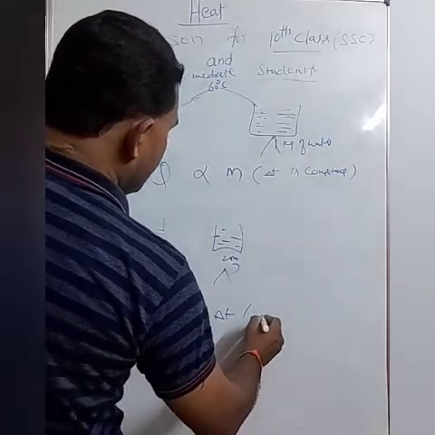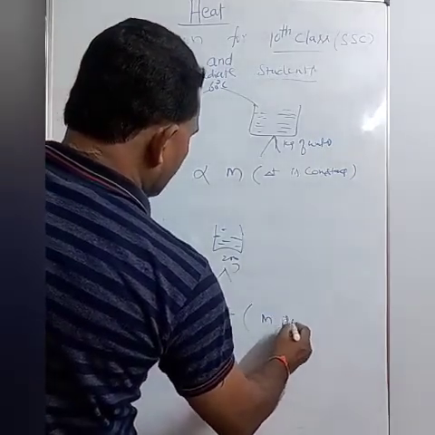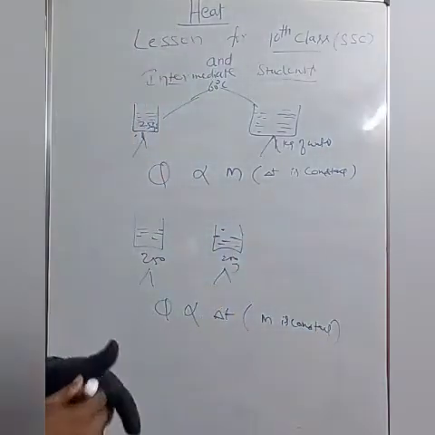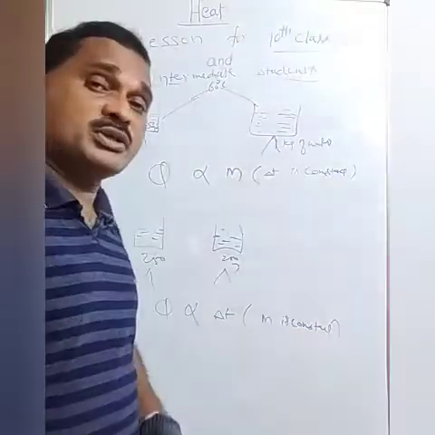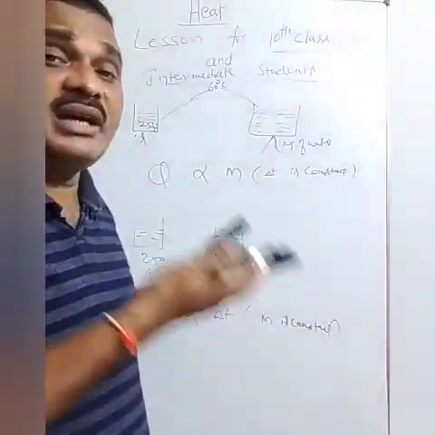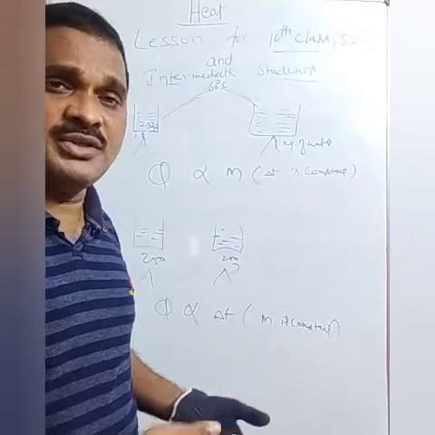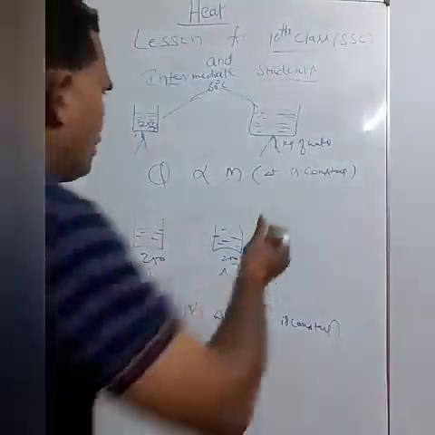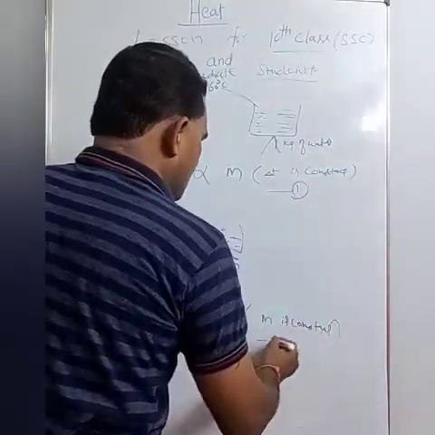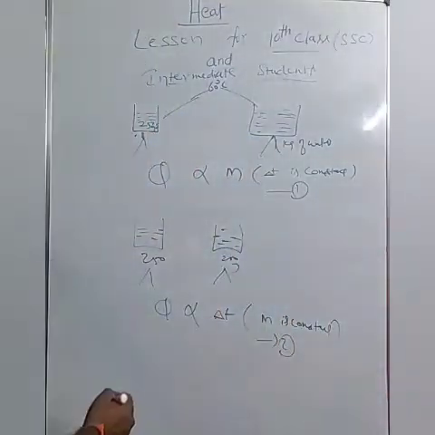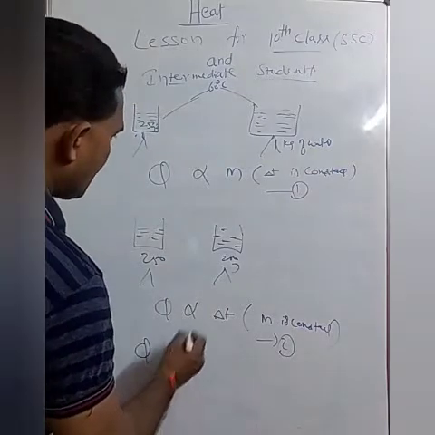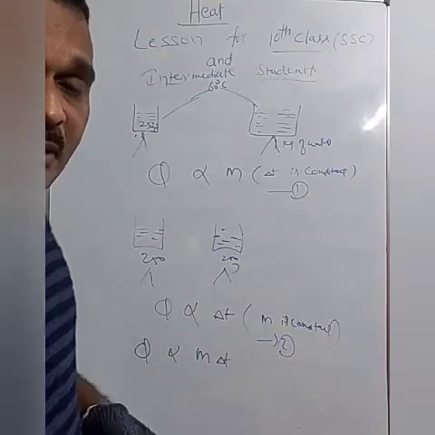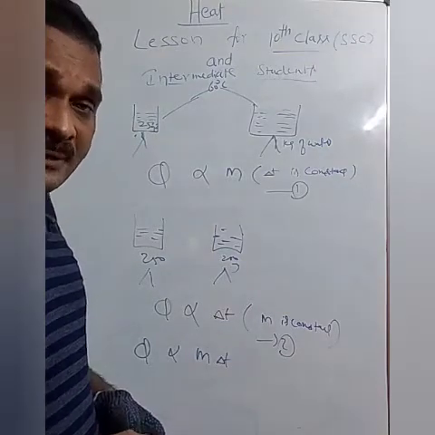When mass is constant, heat is directly proportional to the change in temperature. Whatever heat you give to that object, it will increase the change in temperature. If you consider this the first equation and this the second equation, from these two equations we can say Q is directly proportional to m delta T.